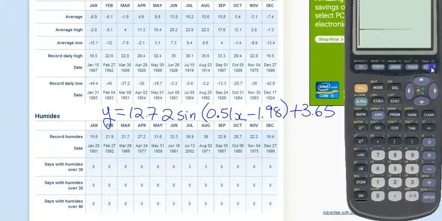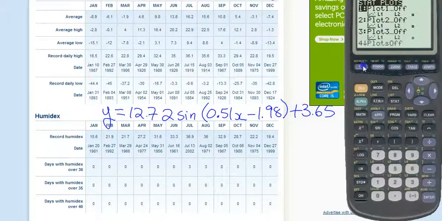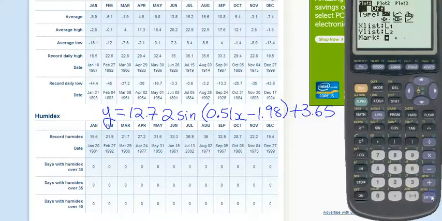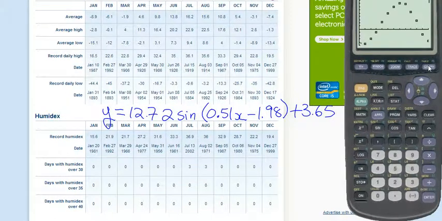Now, pick graph. Oh, actually, sorry, we should turn on the stat plot too. I'm going to go second y equals and turn on stat plot 1. Okay, that'll just graph our points, right? That's our scatter plot because we want to see how well do we fit. How well does it fit? That's pretty darn close, eh?